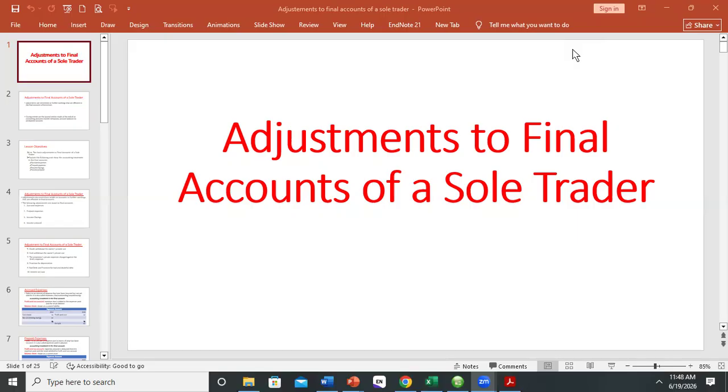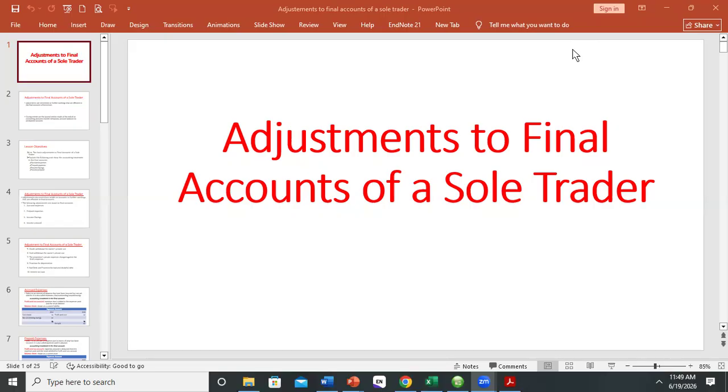Sometimes you even forget to record a particular transaction, or in the course of doing your addition or casting the figures, you may make mistakes. Now, these mistakes are most often revealed at the end of the period. When it is brought to light, we need to make adjustment to the final account. Okay, so let me give examples so you can get a picture.